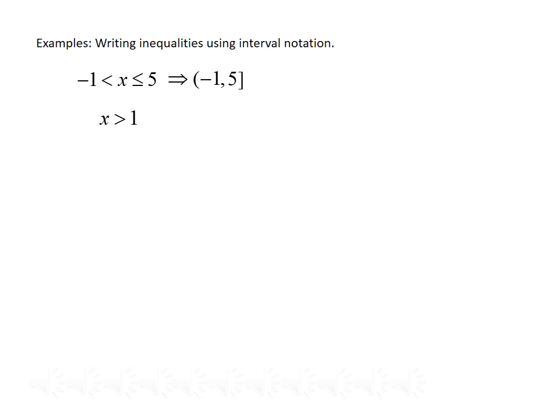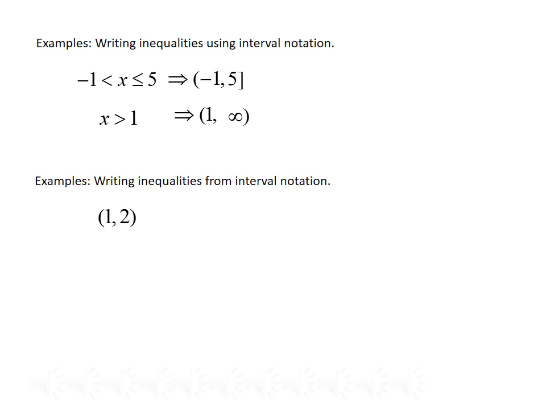Let's try writing the inequality x is greater than 1 using interval notation. Again, we'll begin by considering what our low number is. So the low number is 1, and we'll write that with an open parenthesis since it is not included. And there is no high value listed in the inequality. So there's no upper bound, which means that this will go to infinity, and infinity is always written with an open parenthesis.